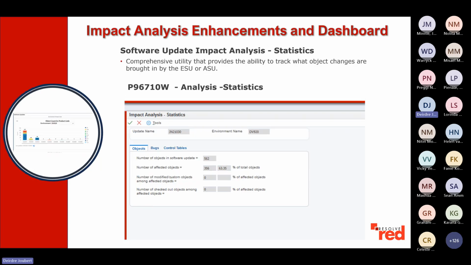Okay, so as part of this feature, there's a statistics analysis view. What this does is it shows you how many objects the update has, how many of those objects affect your environment, and how many of those affected objects are customized. So for example, the ESU that we did as a test for this presentation had 562 objects, of which in our environment only 356 would be impacted should we apply it.